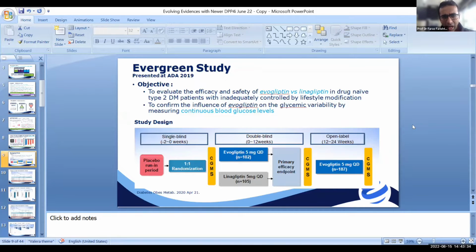This is the Evergreen study. Here the objective was a head-on study to see the efficacy and safety of Evo versus linagliptin. Again, I think most of us have very good experience of Lina. The study aimed to confirm the influence of Evo on glycemic variability by measuring continuous blood glucose levels. You will see one arm where the patient was started on Evogliptin, another arm where the patient was started on linagliptin, and they were followed up for 24 weeks.